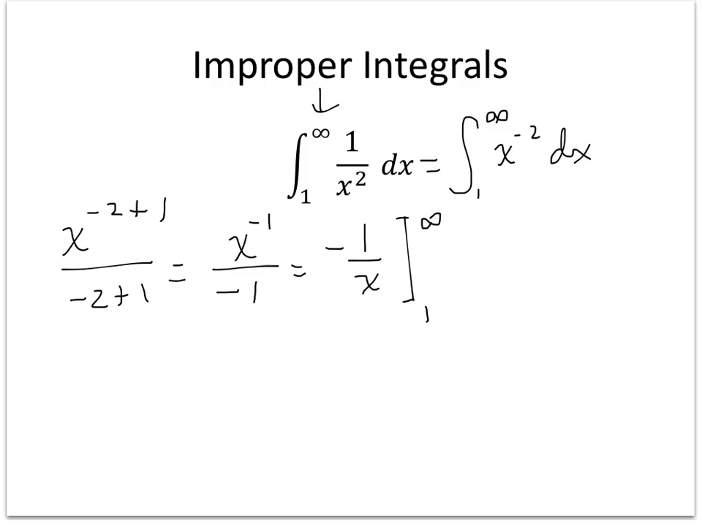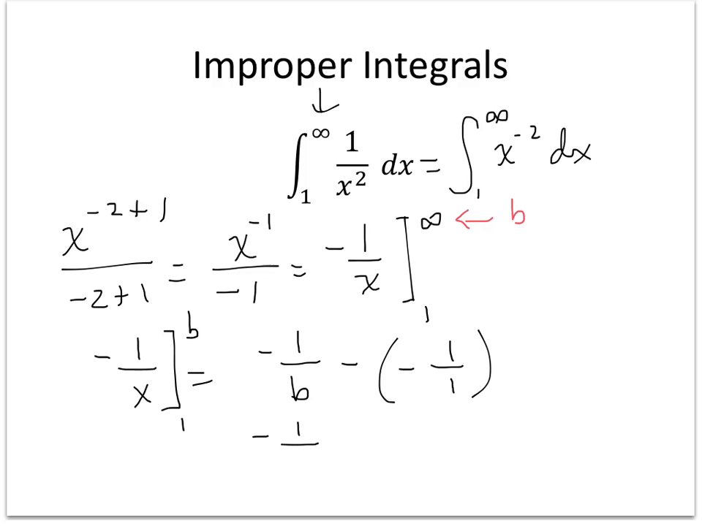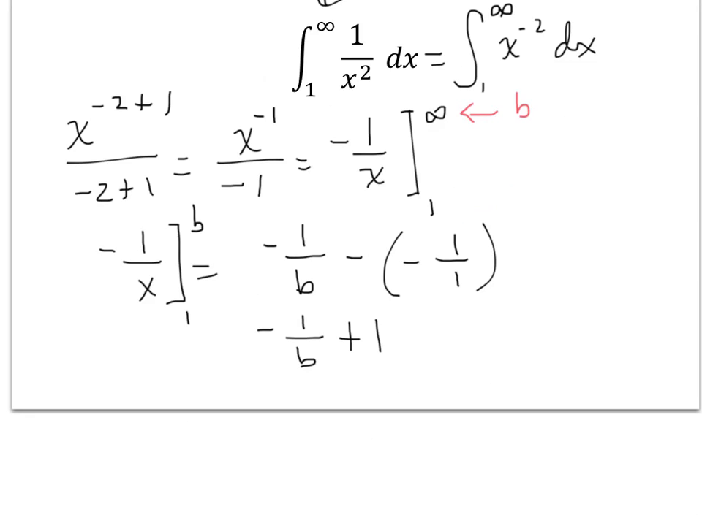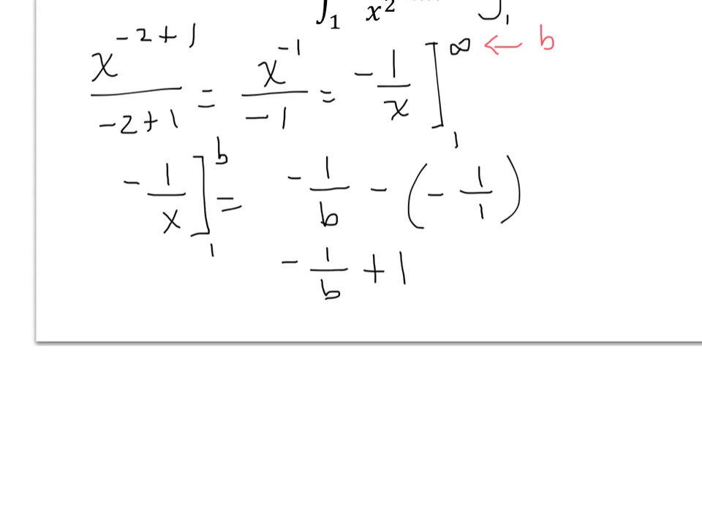Well, I can let b equal infinity, and so I end up with negative 1 over x. In other words, that's my a and b. I plug in b minus I plug in my a. This gives me minus 1 over b plus 1. If I take the limit of this, meaning the limit as b goes to infinity, well then this fraction's getting smaller and smaller and smaller. Basically it's going to 0, so I simply end up with just 1.